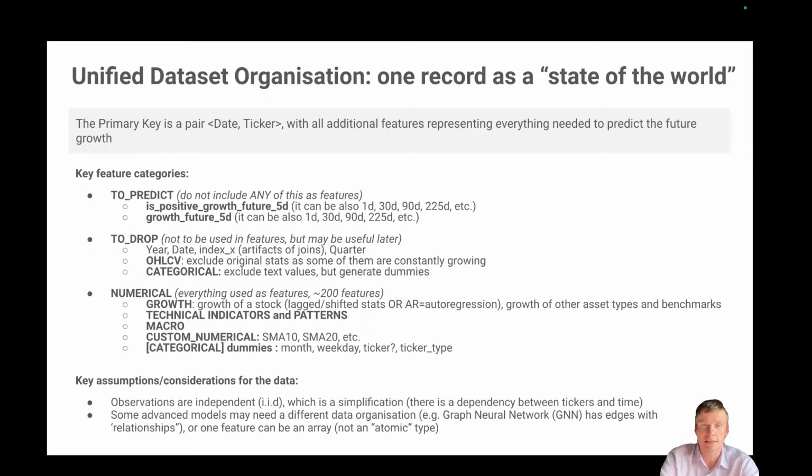So next is technical indicators and patterns. It's many features, about 100 of them, and I think I used most of the features listed in TA-Lib.